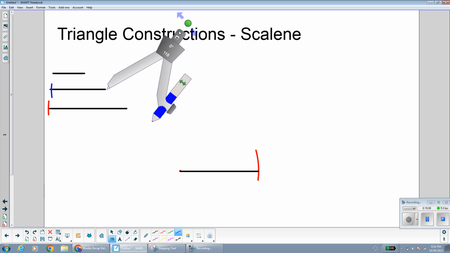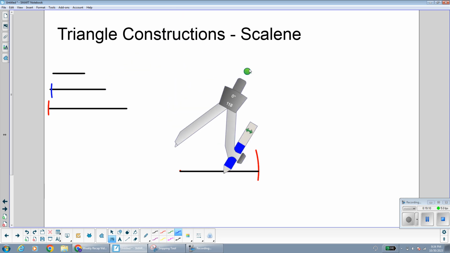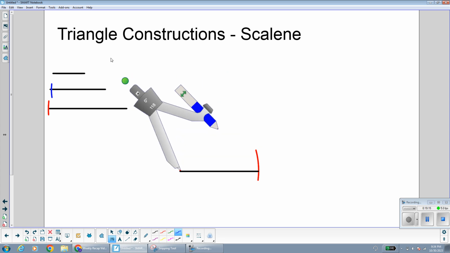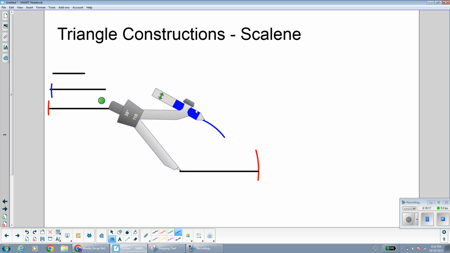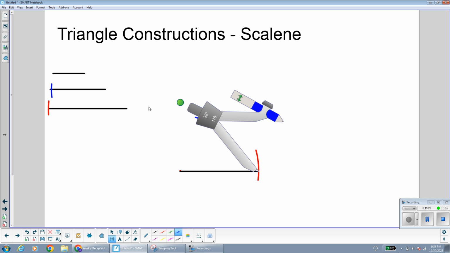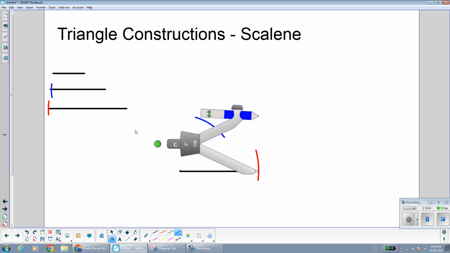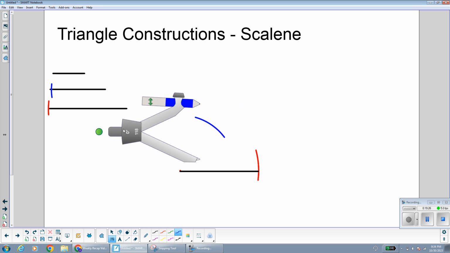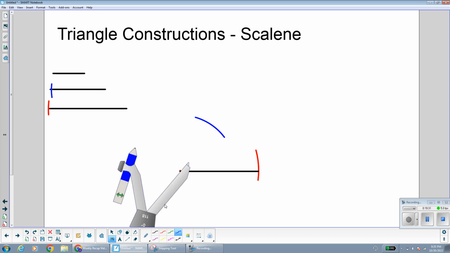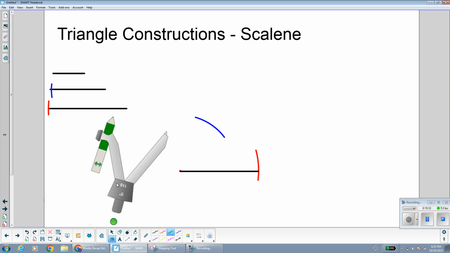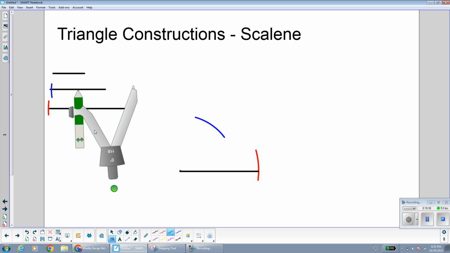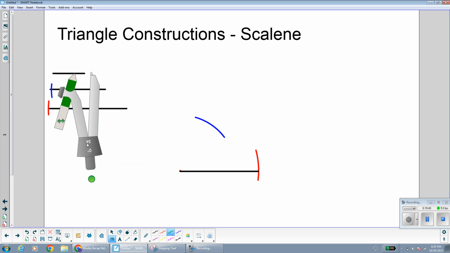Without changing the measurement on my compass, I'm going to go over to one of the endpoints, and I'm going to make an arc. Then I'm going to go over to the other endpoint. Oh, nope. So I went over to this endpoint and I made an arc, but I forgot I have another side I have to measure. I was trying to make an isosceles triangle again. So this one's going to be even smaller, I see.